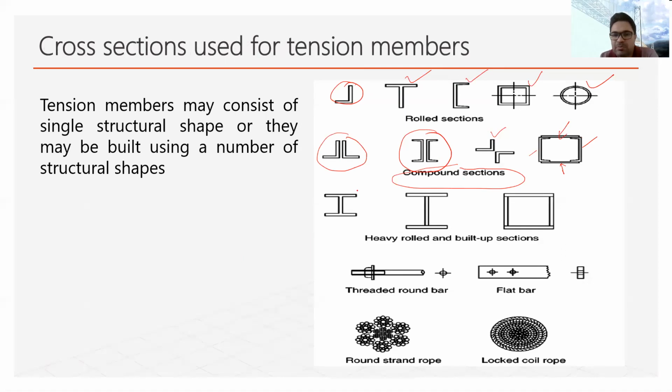Similarly, we can use built up sections also. We can construct them using built up sections. This threaded round bar, we have seen, is used as a sag rod. We may have flat bars. So the flat bar cross section looks like this, and in 3D it looks like this. Similarly, this is the cross section of the cable that we use in, say, the bridge case. So these are the cross sections of suspension cables.